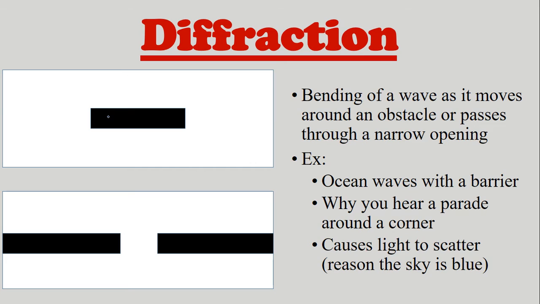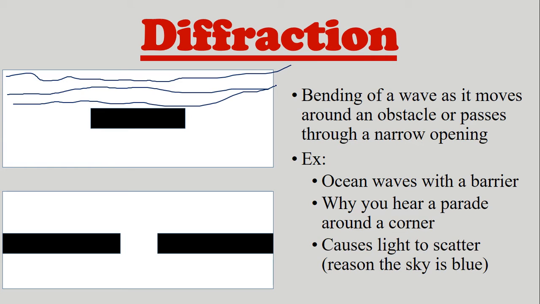This first one is a barrier in the middle of like a water body, and you're going to have waves come in like this. Waves are coming in. They're going to hit the barrier, and they're going to go around the barrier, but you're going to have this empty spot behind the barrier.